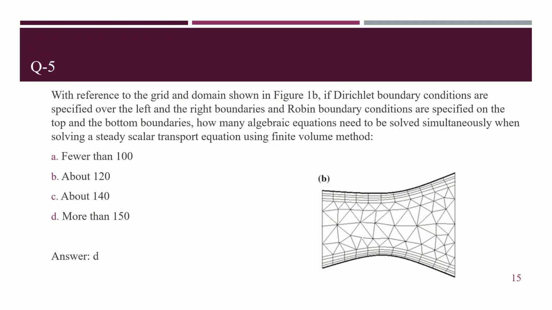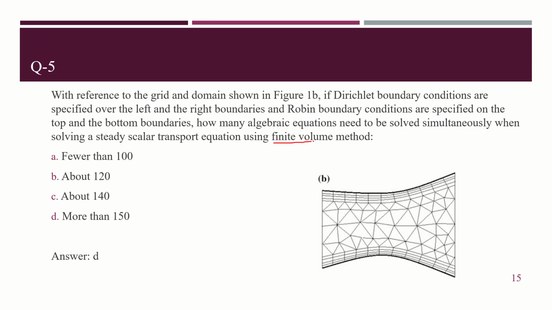So yeah, we'll now start back. In the fifth question, it is asked regarding figure 1b. With reference to the grid and domain shown in 1b, if Dirichlet boundary conditions are specified over the left and right boundaries and Robin boundary conditions are specified over the top and bottom boundaries, how many algebraic equations do we need to solve simultaneously when solving a steady scalar transport equation using the finite volume method?